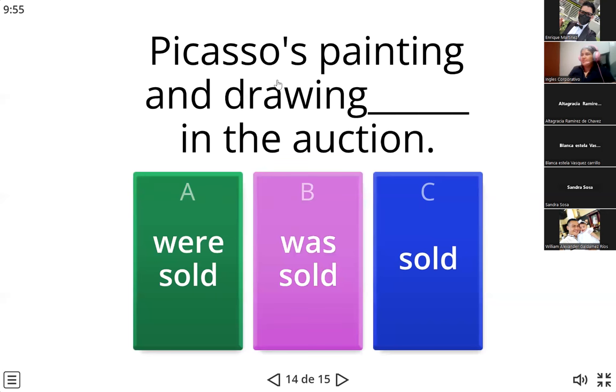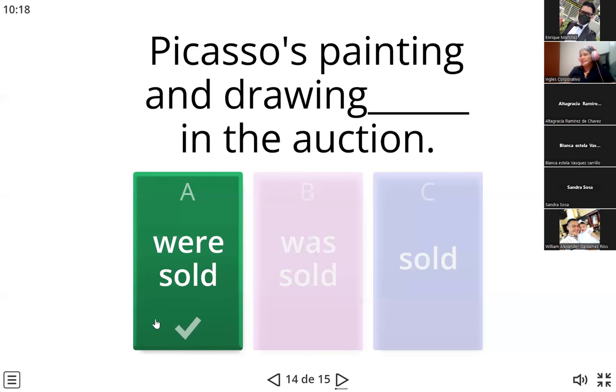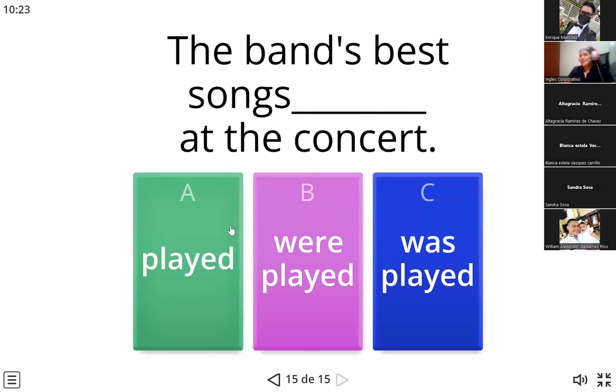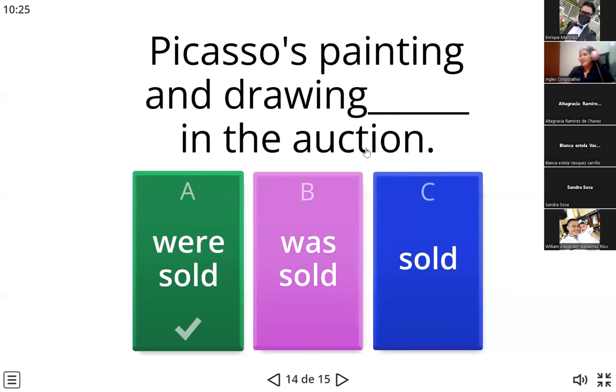So Picasso's paintings and drawings. Were sold or was sold? Were sold. Okay, very good. Because it says paintings and drawings, estamos hablando de más de uno.